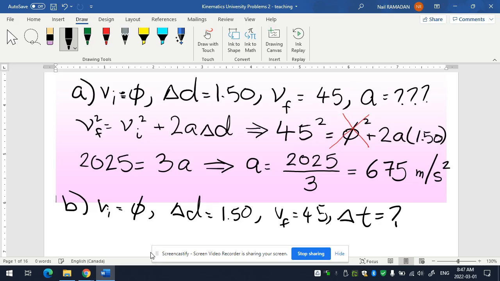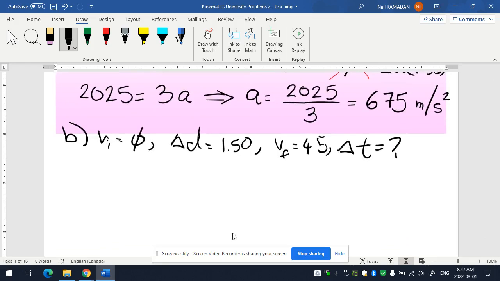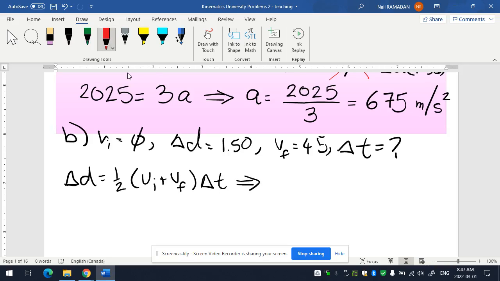So what's missing here? The acceleration. Which equation has no acceleration? The second equation: delta D equals 1/2 (VI plus VF) delta T. All right. The good news about VI is that it's how much? Perfect. So this thing is gone, zeroed out. So this becomes 1.5 equals 1/2. Technically, just the 45 survives inside the bracket, times delta T.